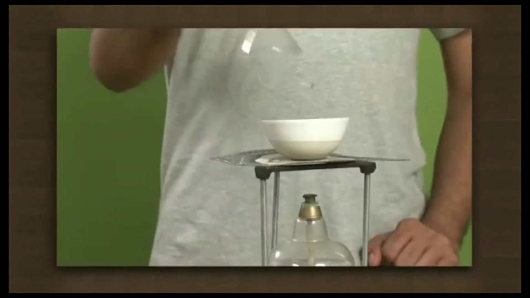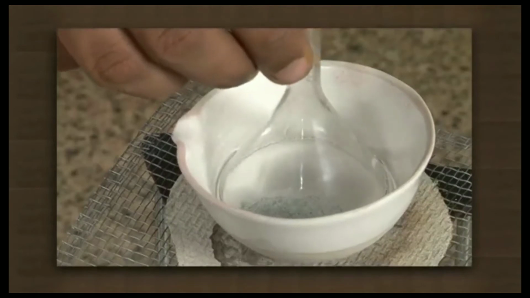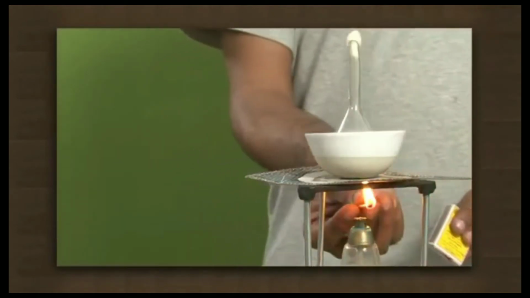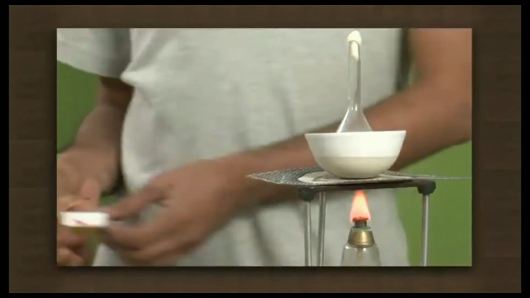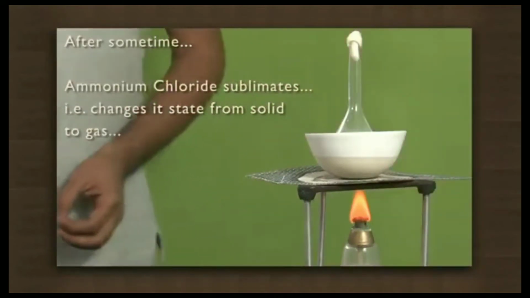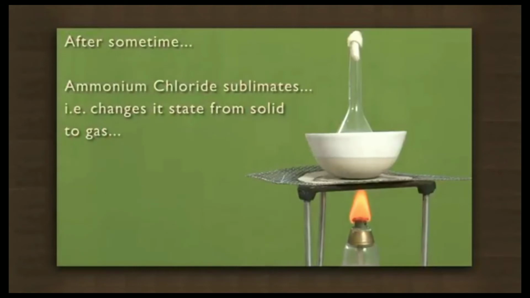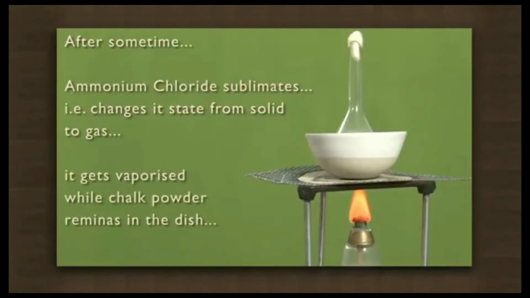Now place an inverted funnel over the china dish. Heat the mixture. After some time, the ammonium chloride sublimates, that is, changes its state directly from solid to gas, so it gets vaporized while chalk powder remains in the dish.